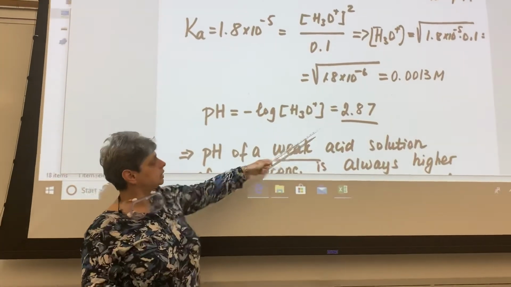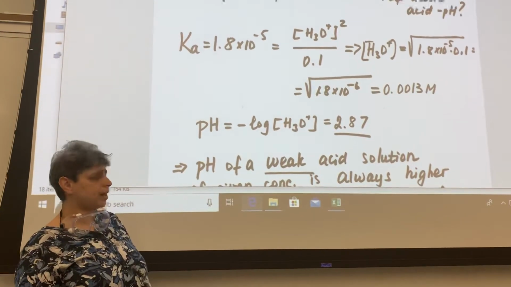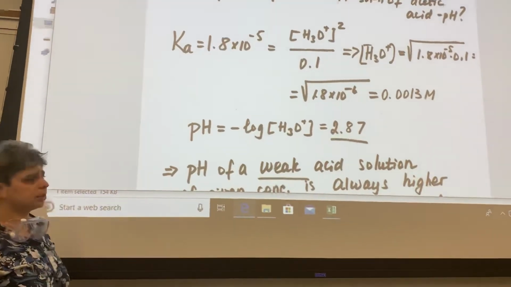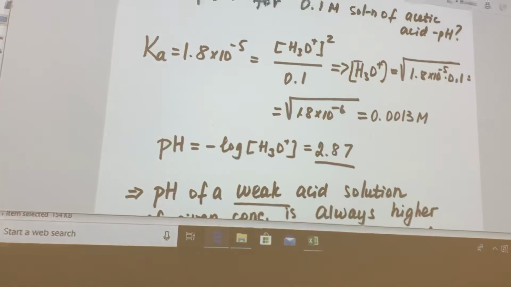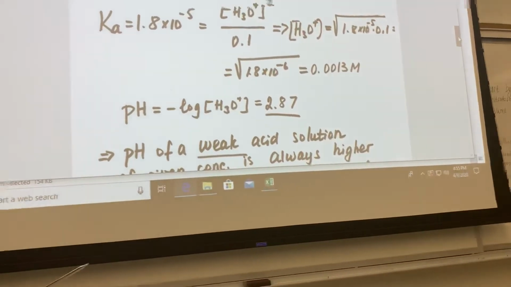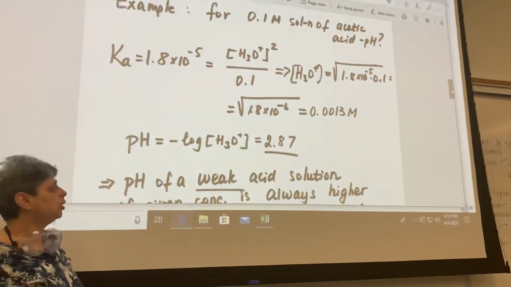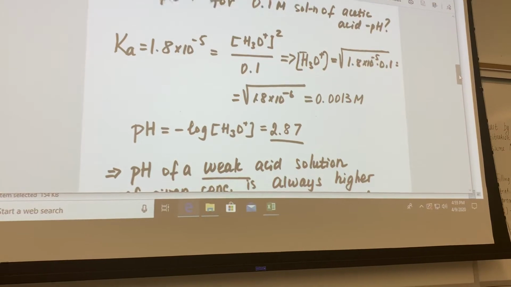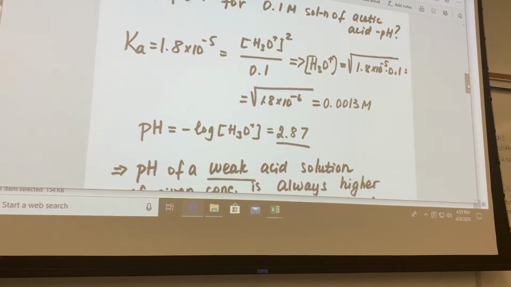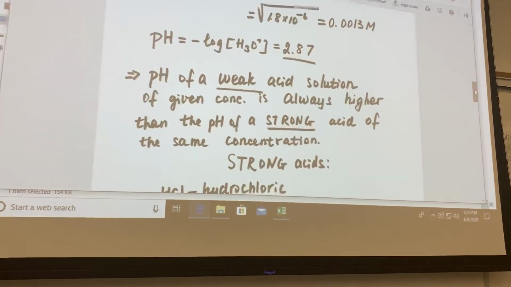So what does this tell us? Well, again, let's contrast this with the strong acid. For the strong acid, the expected pH for a 0.1 molar solution was 1. This one is 2.87, or roughly 3. So the pH is 2 pH units higher for a weak acid compared to a strong acid of the same concentration.